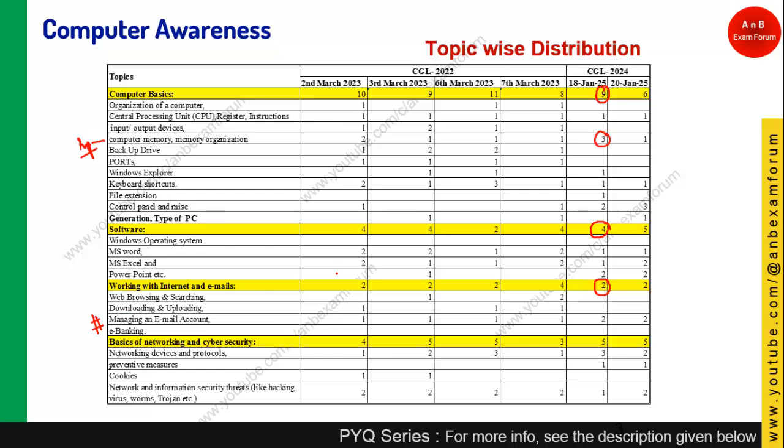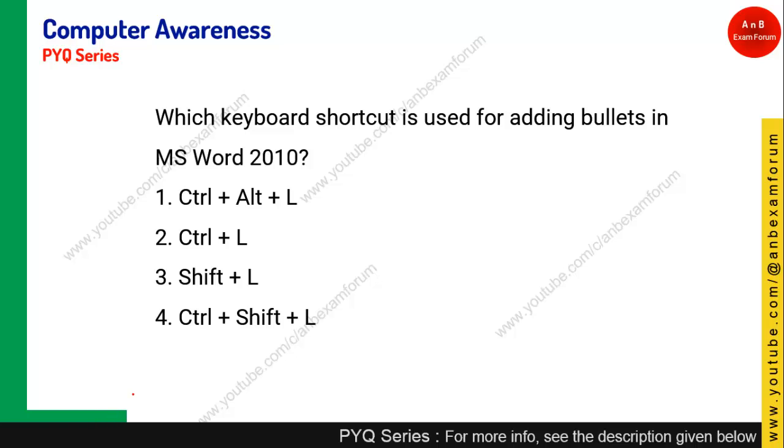And the last one is basic of networking and cyber security. From this we have 5 questions, starting from networking devices to preventive measures to cookies and networking security threats. So overall 20 questions were there that we are going to see today in this session. So the first question is on the screen and your time starts now.